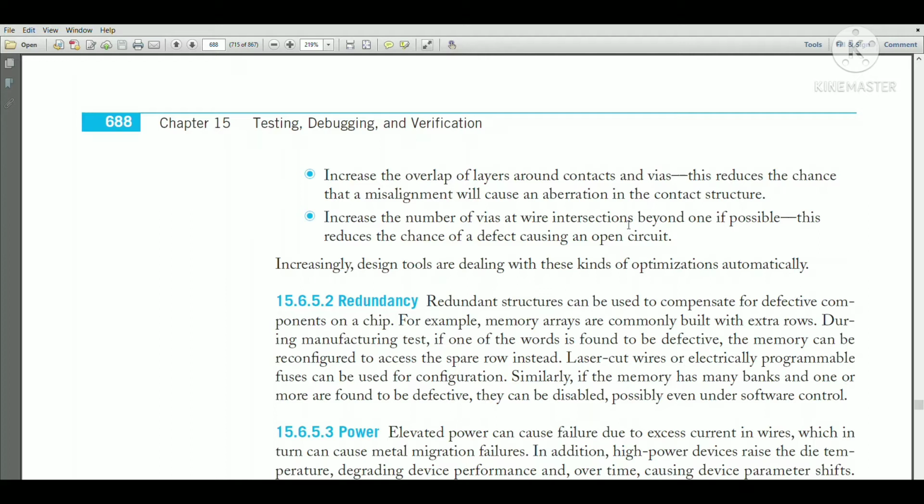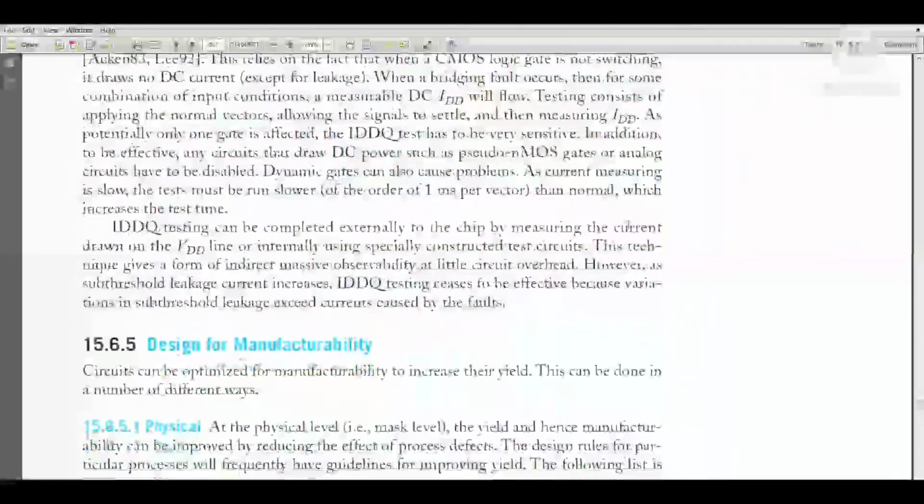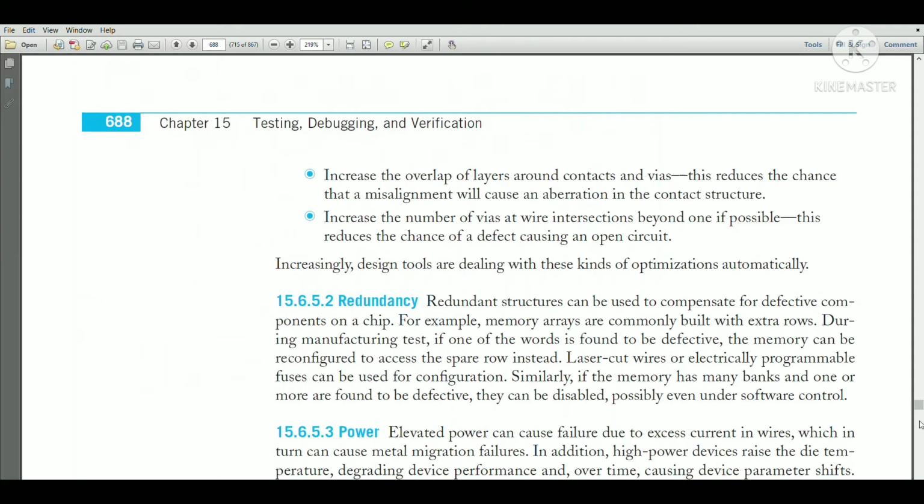But when deciding these things that I just told you, you can increase the space between wires where possible. In every case you cannot increase the space, because if you increase the space, the area of your IC will be greater, and you do not want to increase the area of the IC because it certainly increases the power consumption as well. So there are a lot of things that we have to keep in mind when we are designing a system.